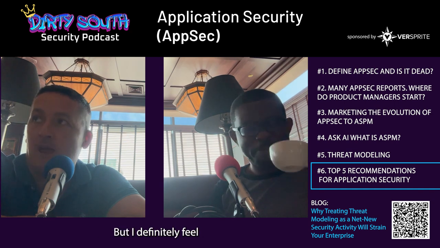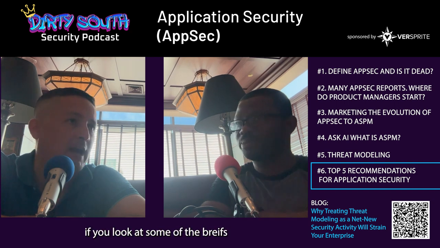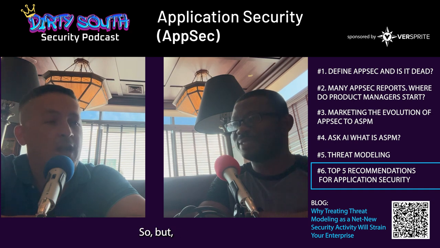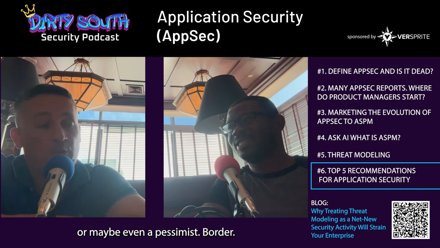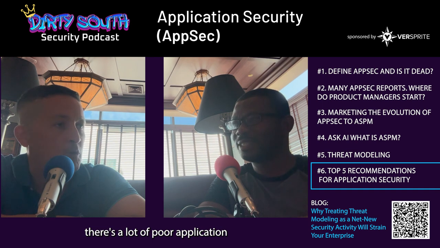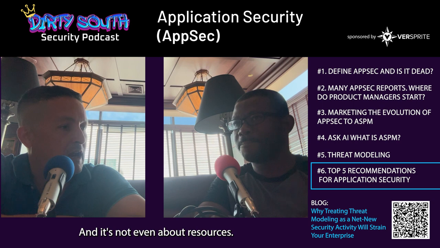Well, I think it's an unfair question for someone that's close to 50, because I don't have them memorialized in my brain. But I definitely feel there are a lot more. If you look at some of the reports, application security attacks are the third most prevalent attack vector, behind phishing and privilege escalation or credentials-based attacks. But going back to winning or losing, I'm more of a realist, or maybe even a borderline pessimist, because I think there's a lot of poor application security hygiene in corporate entities, and it's not even about resources. I think it comes down to execution.